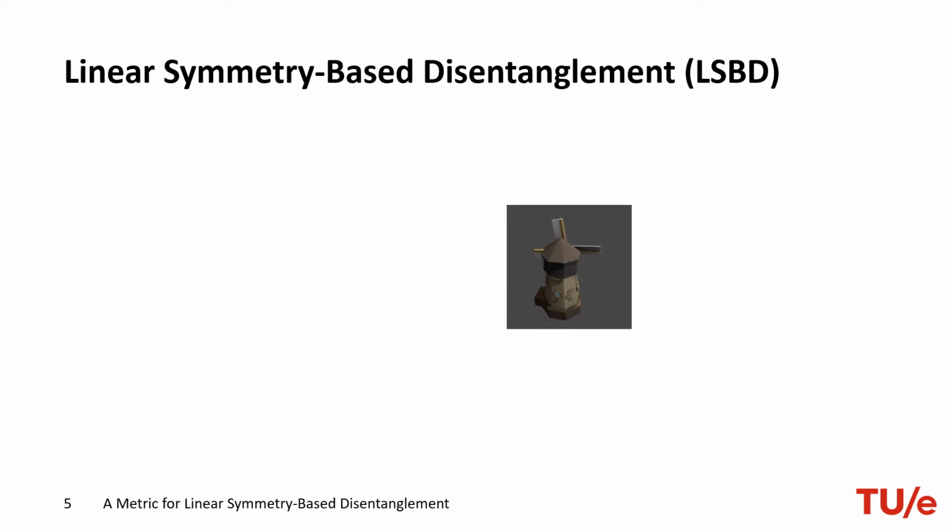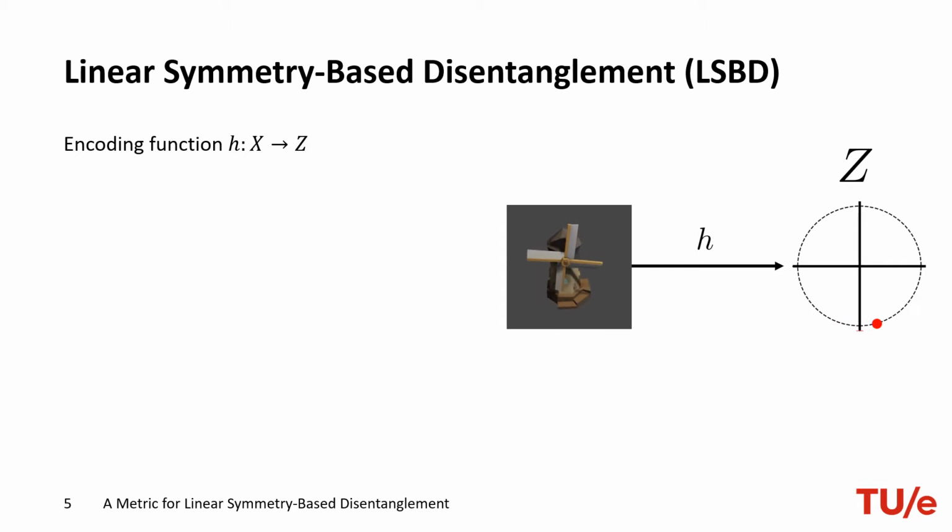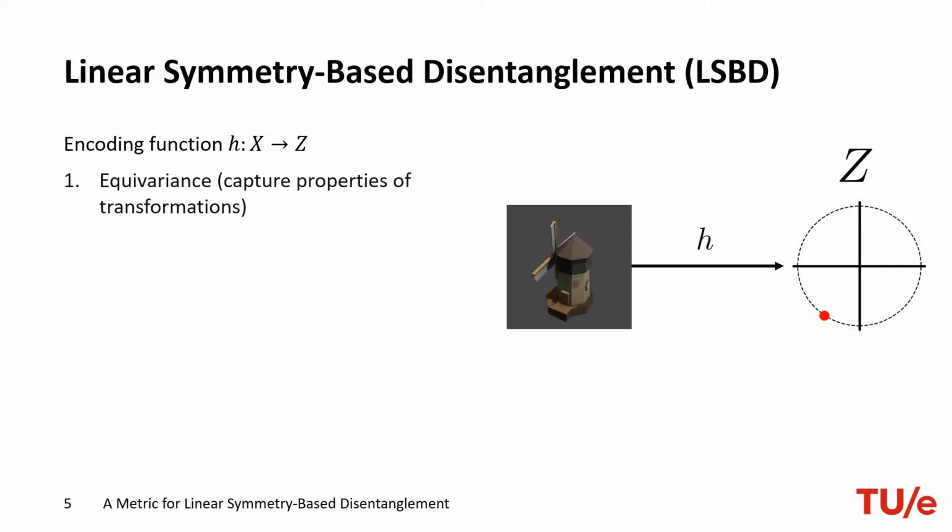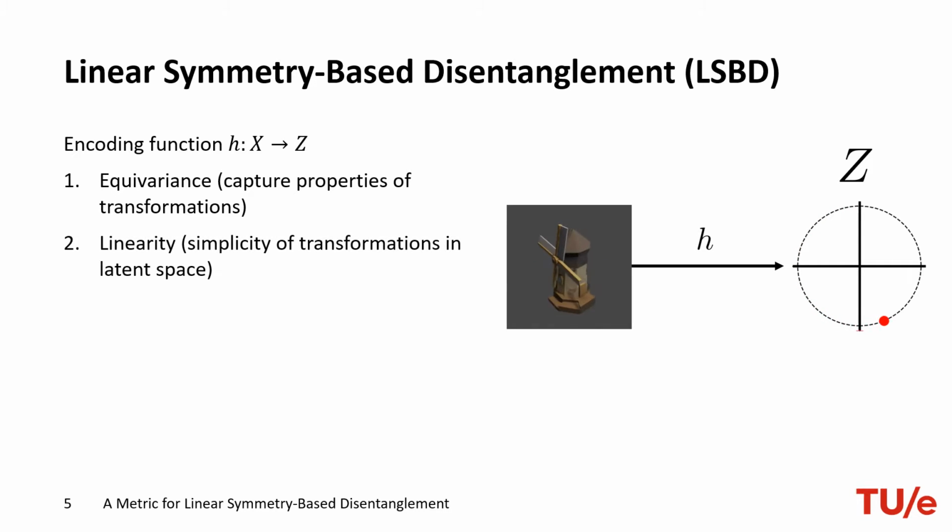So, linear symmetry-based disentanglement considers that there's an encoding function h that takes all our data from a data space X into an embedding space Z. And this function needs to fulfill certain properties. One of them is equivariance, and this means that it tries to capture properties of those transformations. A second property is linearity, which means that the transformations in the representation space must be simple. And third, it also needs that the representations and the transformations should be disentangled.